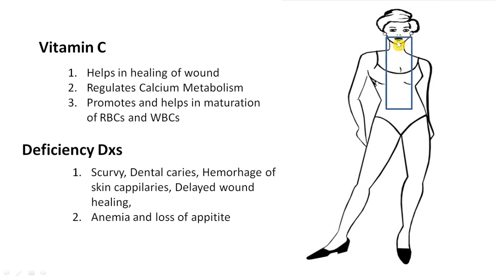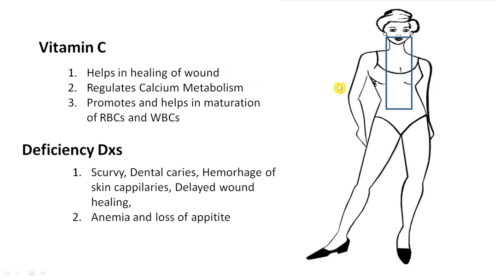What happens is that you can see your mouth, so it helps you in the healing of wounds, and if you don't have it, you will get scurvy and dental caries. Scurvy is actually bleeding from the gums, so you will have bleeding from the gums, dental caries, hemorrhage of the skin capillaries, and delayed wound healing. So you can remember it from scurvy from the mouth: if vitamin C is deficient, you will get scurvy and bleeding from the gums.